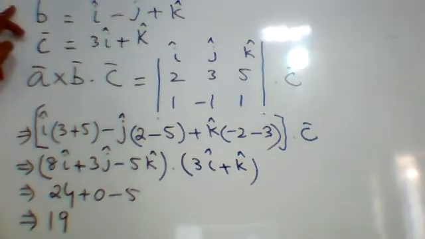Scalar triple product is used to find the volume of the parallelepiped. That means the cubicle. To find the volume of the cubicle, we use the scalar triple product.